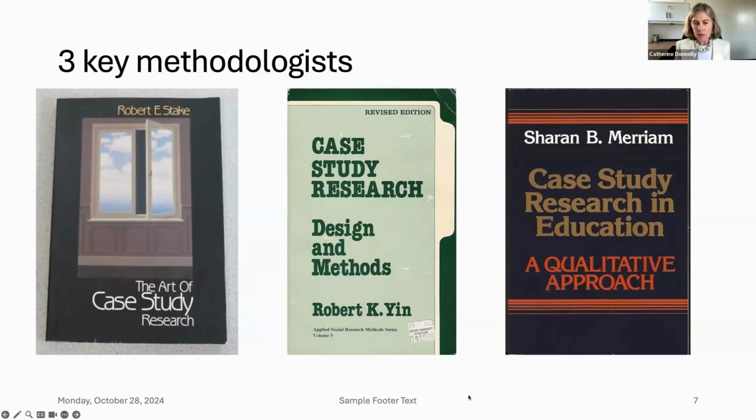I'm not sure how many people are familiar with this, so I apologize if you are, but it was good for me to go back and remind myself. This is an old Yin book, but I typically use the Yin approach. I state that from the very start. I have read and gone through Stake in quite a bit of detail. I'm much less familiar with Merriam, who's from education, but I'll raise it here because these are the three big methodologists in case study research.